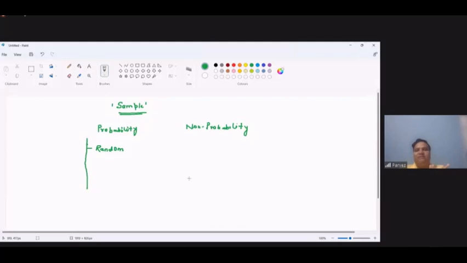Number of favorable events divided by total number of events. I'm favoring only one person, so that is the reason the numerator is 1. Total number of events is 10. So probability remains 1 by 10. Anybody I choose, Ram, Shyam, Sita, Geeta, anybody I pick from the class, the probability remains 1 by 10. That is what we call the random sampling method. So randomly you can pick anything. Is it clear?